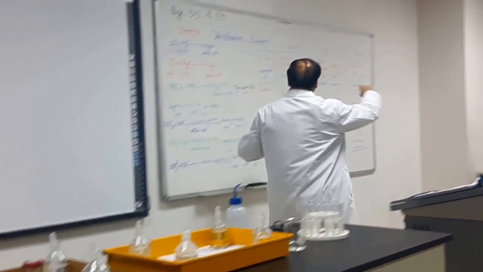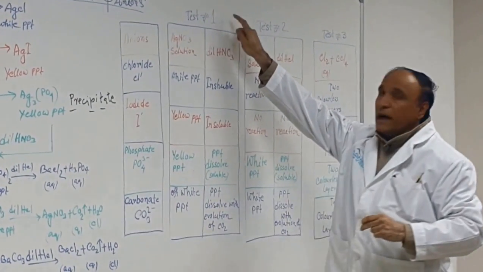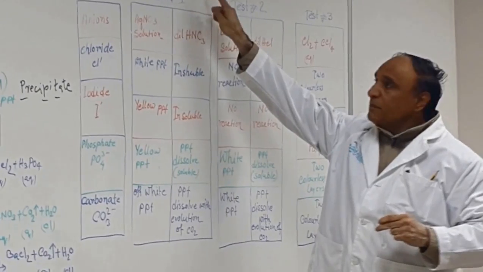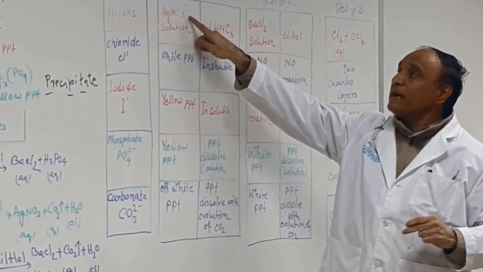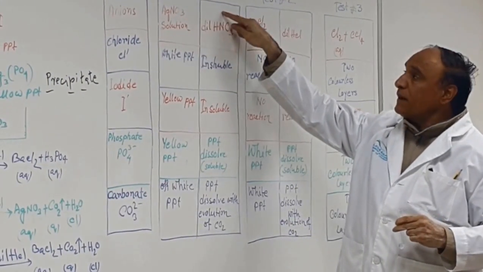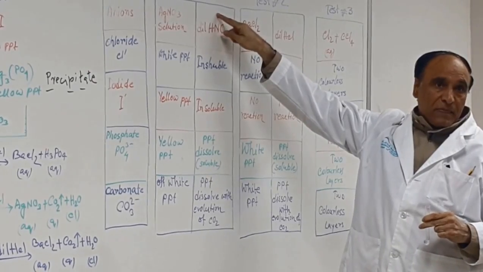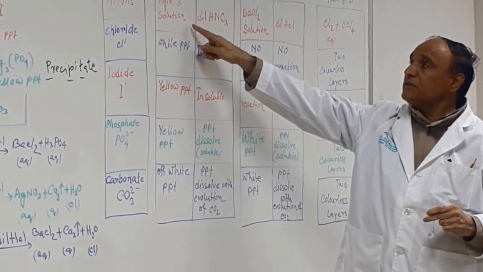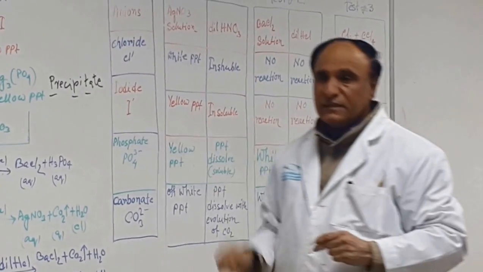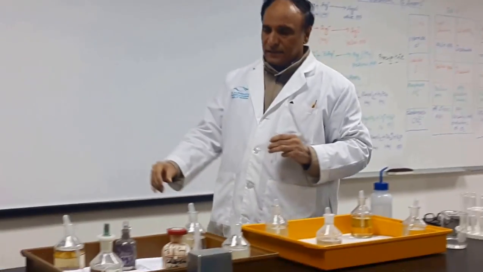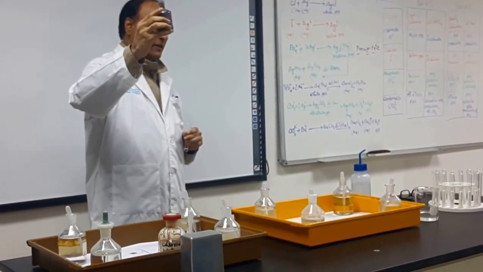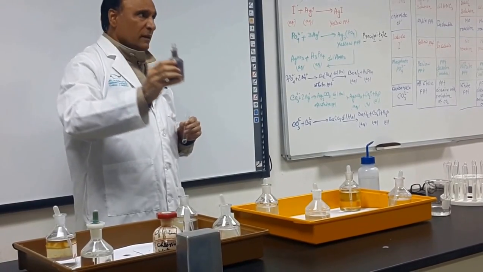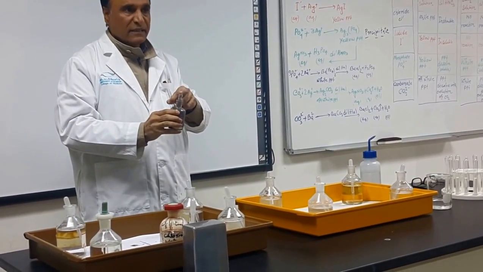Now I will do test number 1. Test number 1 has 2 parts. One part is silver nitrate and the other part is dilute nitric acid. The second part is to check the solubility. The first part is to do the reaction. So silver nitrate, here is silver nitrate. Okay? And it has a lid.